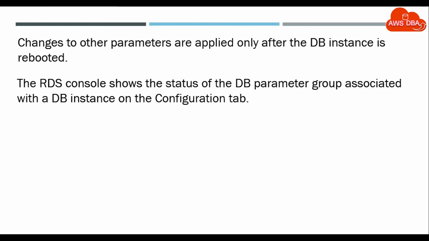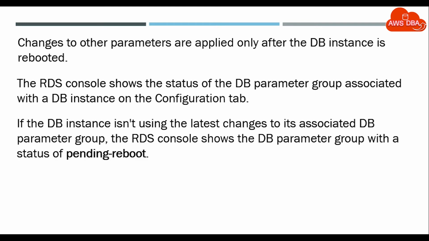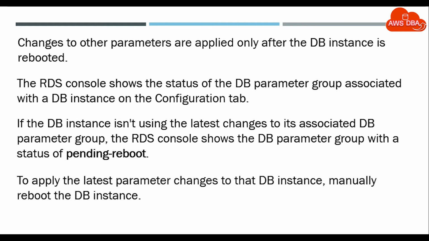The RDS console shows the status of the DB parameter group associated with the DB instance on the configuration tab. If the DB instance isn't using the latest changes to its associated DB parameter group, the RDS console shows the DB parameter group with the status of pending reboot. To apply the latest parameter changes to that DB instance, manually reboot the DB instance.